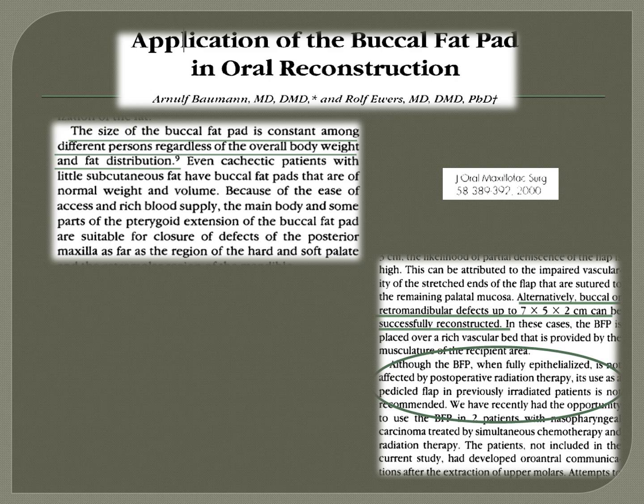Many articles have been published to illustrate the importance of the buccal pad of fat. The volume depends upon the body weight and the fat distribution of the patient. It varies from individual to individual. So they found that when the defect is around the retromandibular region, you can easily procure around 7 by 5 by 2 centimeters, and successful reconstruction is observed.